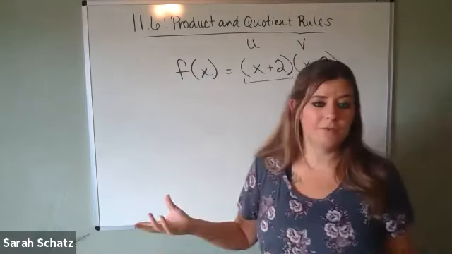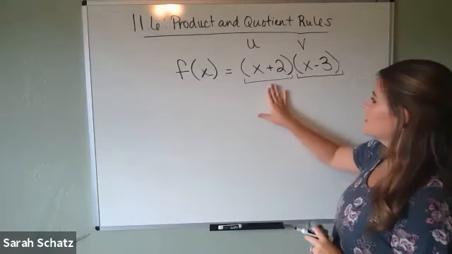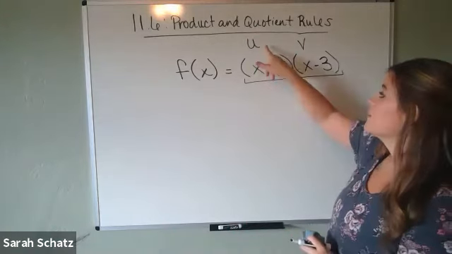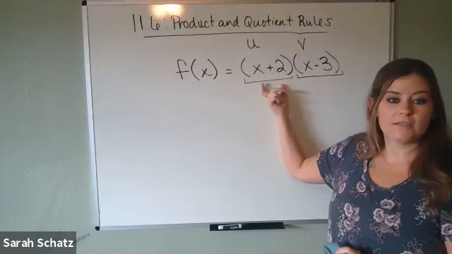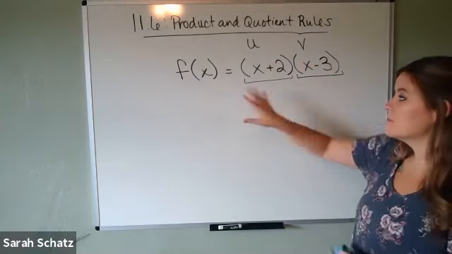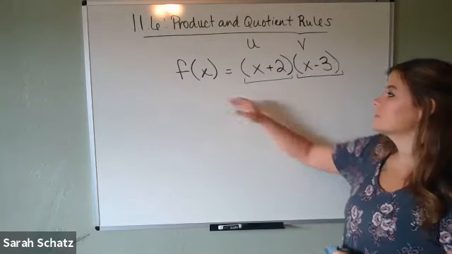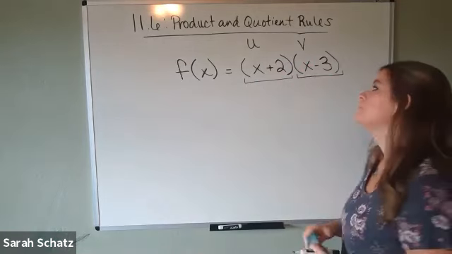Honestly, you can label them whatever you want, but I'm going to use U and V, so I would suggest that. So basically, we are going to break this up and say, okay, U is this function of x, the x plus 2. V is a different function of x. So you can see that this is the product of two separate functions of x, and when they're put together, they're called f of x.